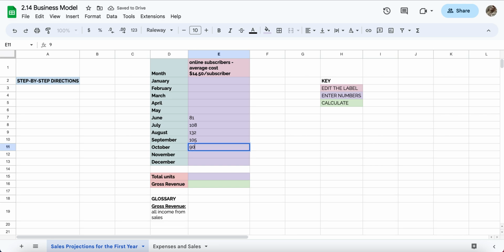October, more of a deduction, 90. November, even more, about 77. And then December, 60.